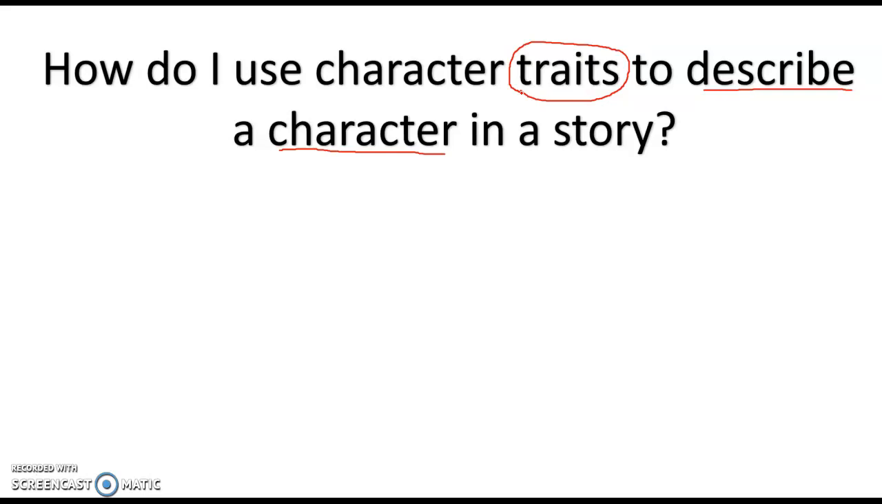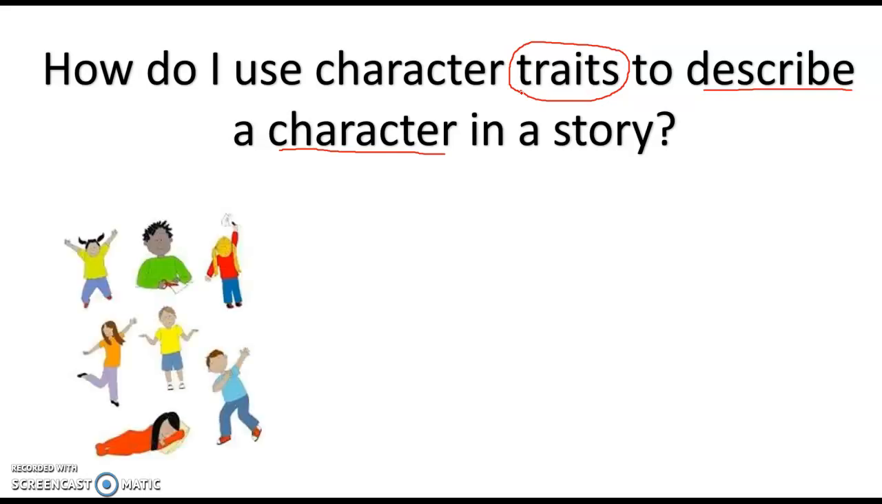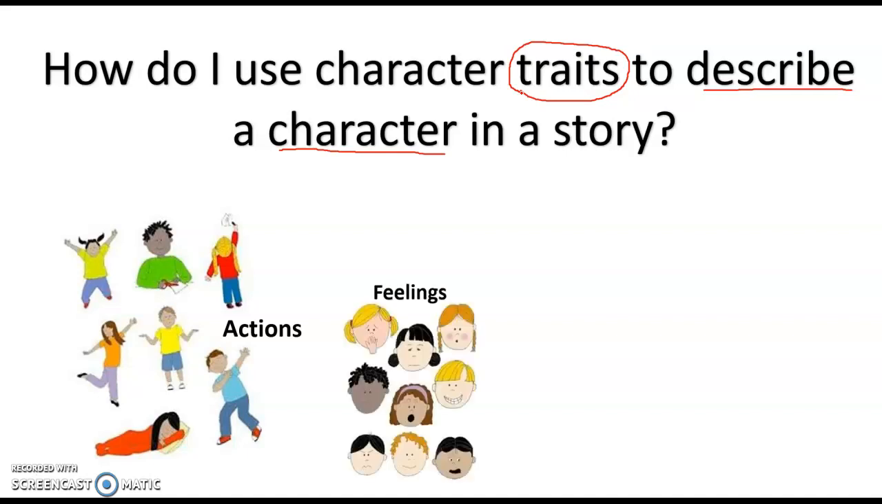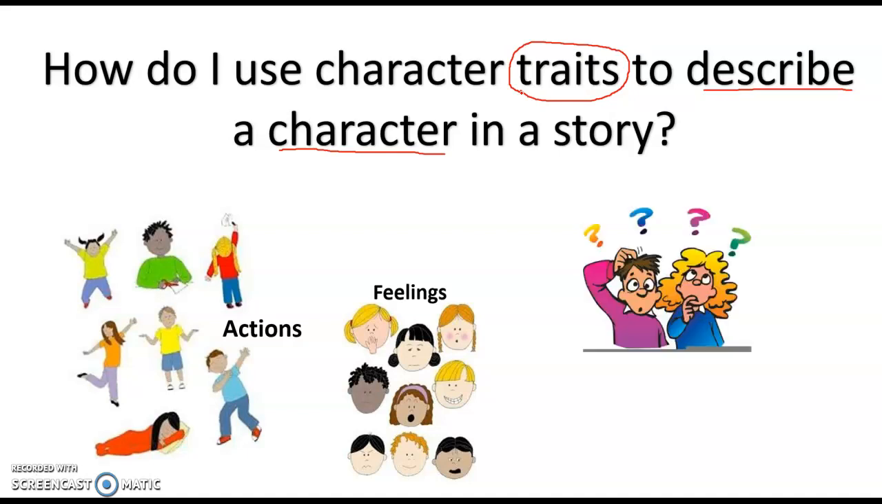We'll be talking about the characters, what they're doing, their actions. We'll be talking about their feelings. Are they tired or scared or sleepy? We'll be talking about the things that motivate them. So maybe there's a problem that they would like to solve, and this problem makes them feel very upset.